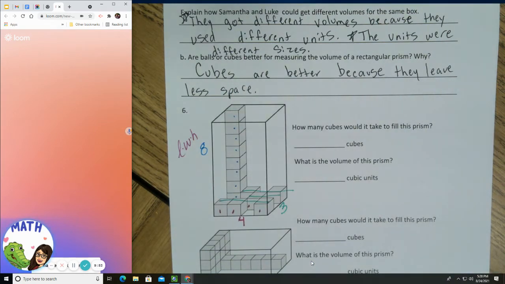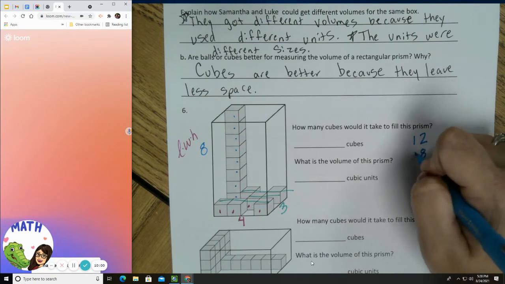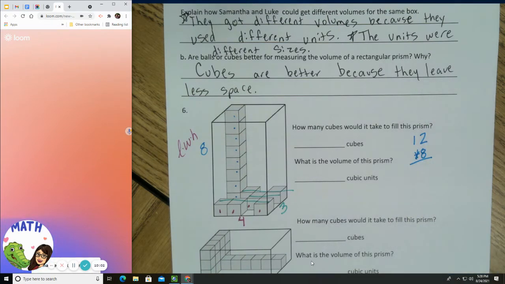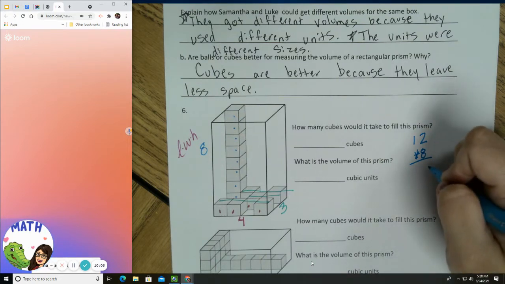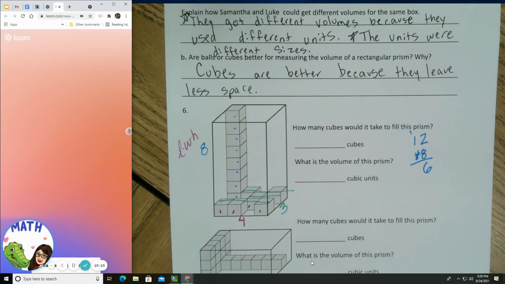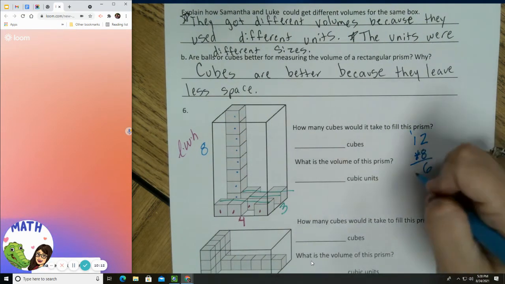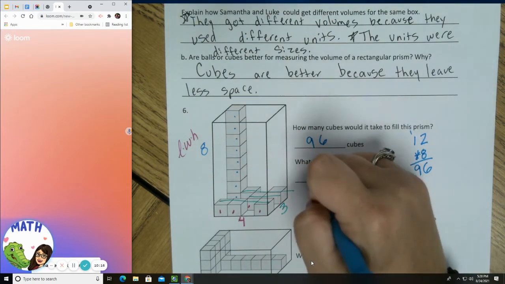So what is 4 times 3 times 8? Well, 4 times 3 is 12. Multiply that by 8. 8 times 2 is 16. 8 times 1 is 8, plus 1 is 9. Your answer is 96.